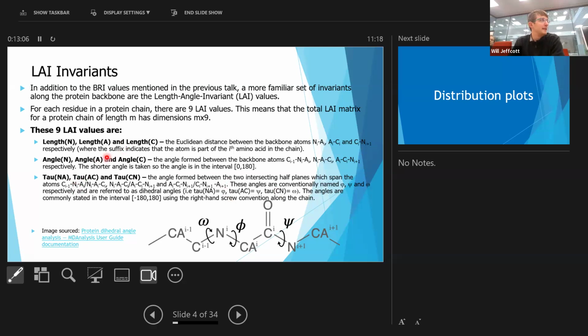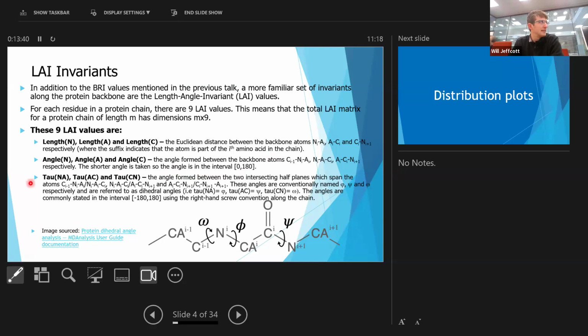Then we've got angle N, angle A, and angle C. So these are the angles that form at the named atom. Angle N, for example, is formed by the carbon from the previous residue, the nitrogen from the current residue, and the alpha carbon from the current residue as well. And this is the angle formed. So we take that angle in the interval 0 to 180, so we take the shorter angle.